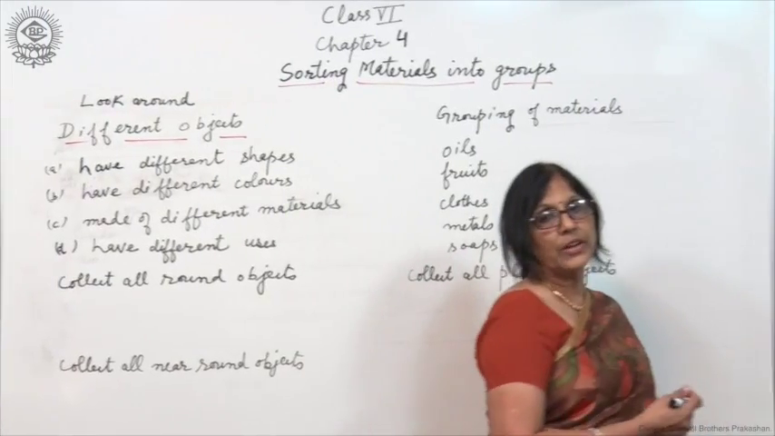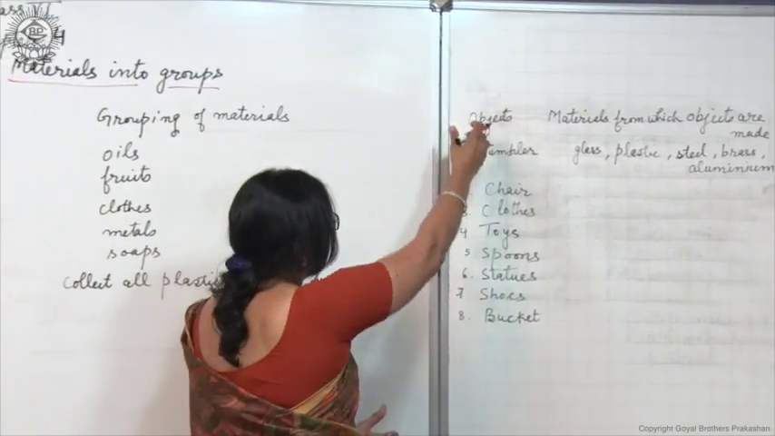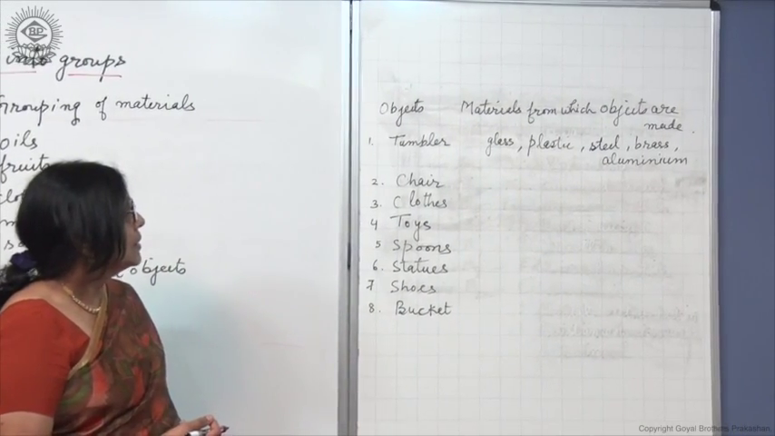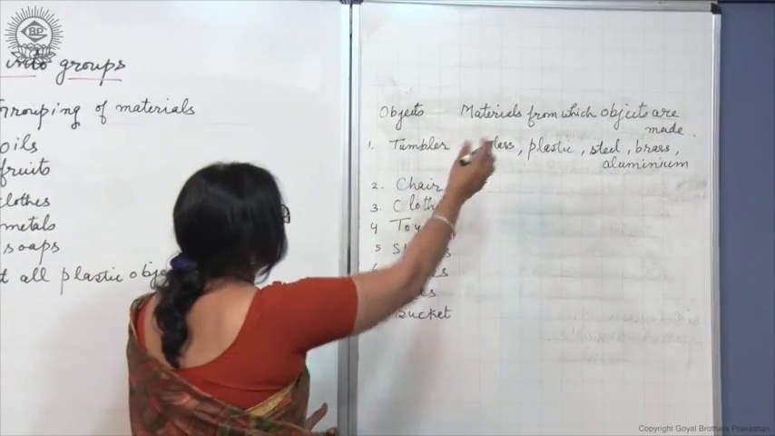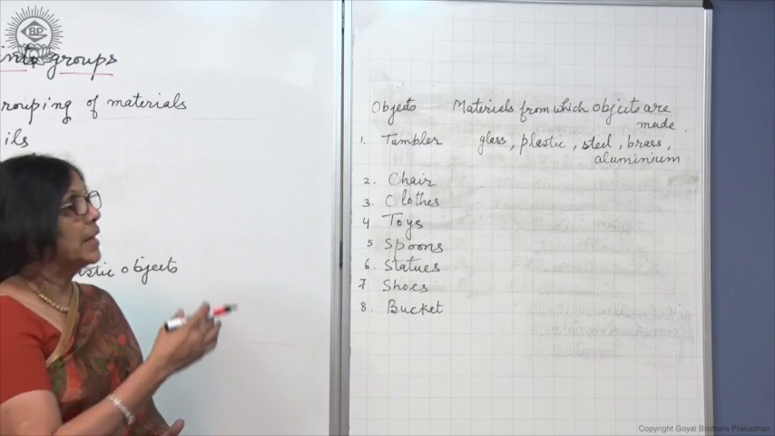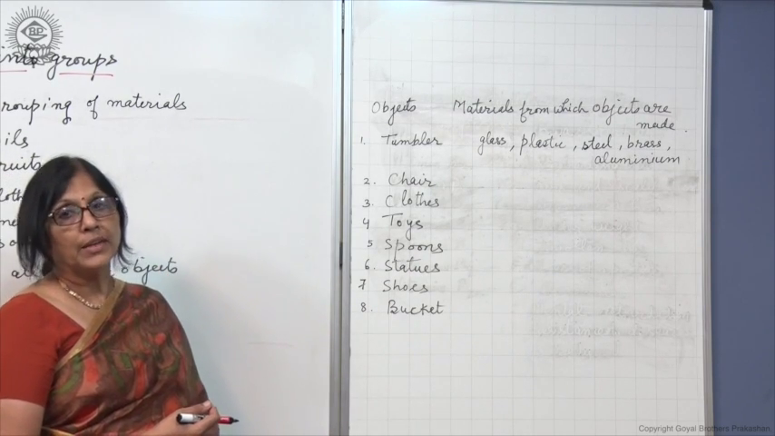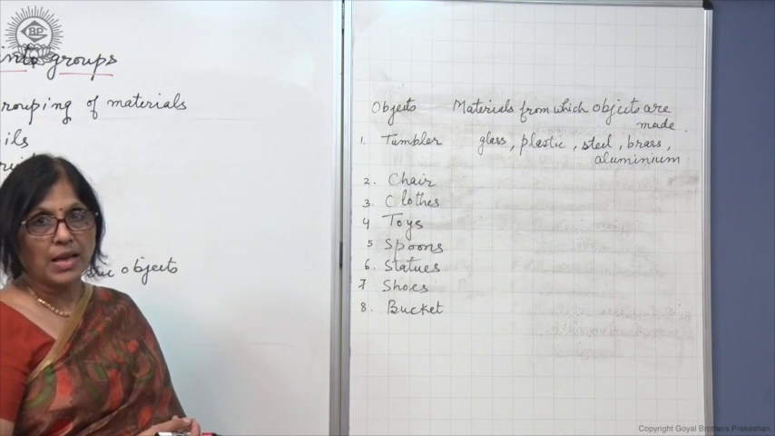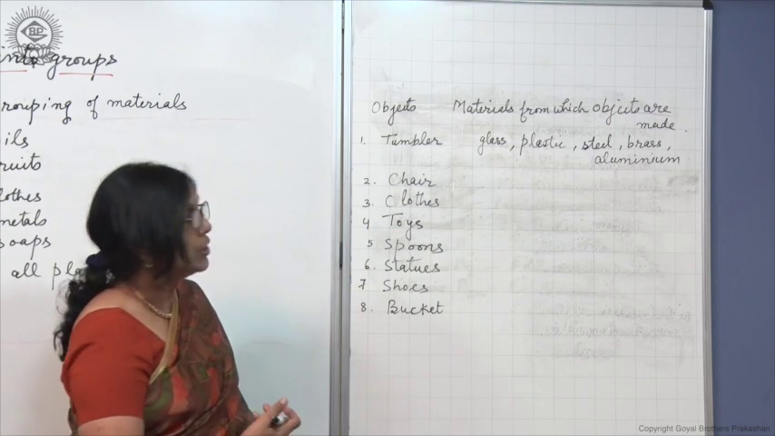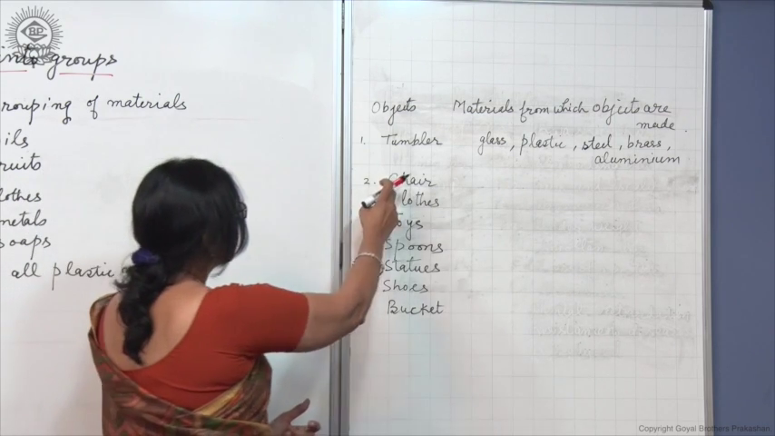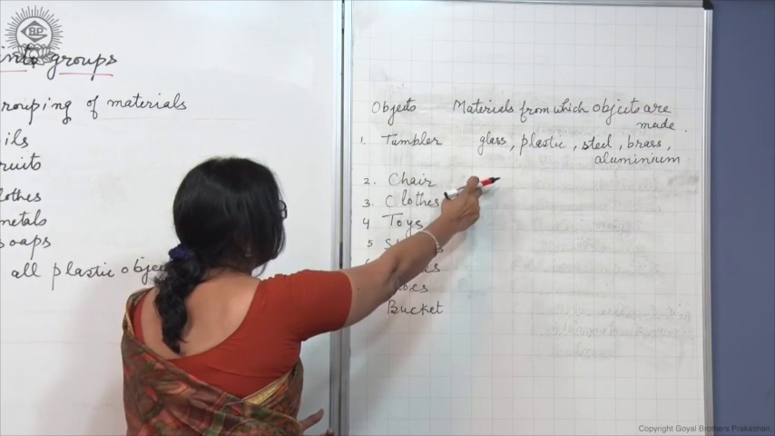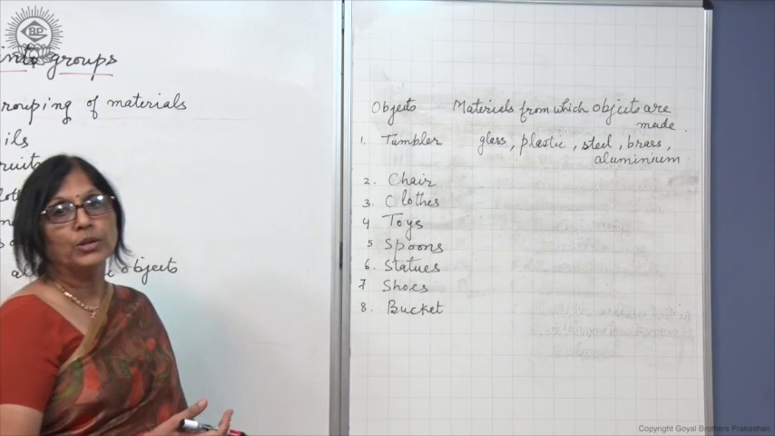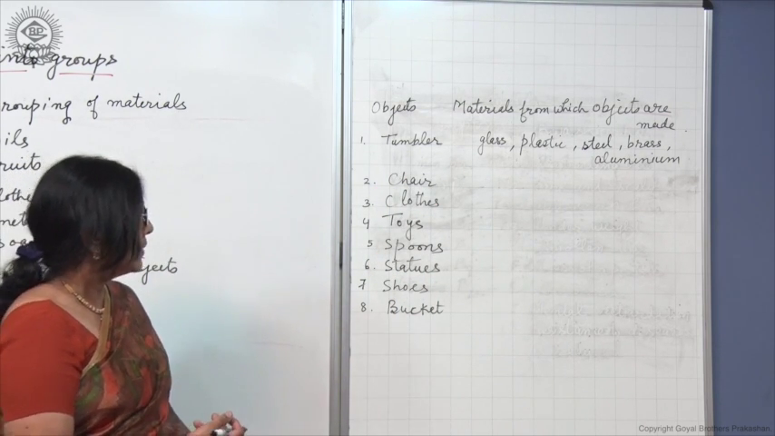Now, let us see this table. In the first column are written certain objects, like tumbler, and now you can write in the second column by which material these objects are made. A tumbler can be made from glass, it can be made from steel, it can be made from plastic, it can be made from brass or aluminum. So, you see different objects here and then write the material from which this object can be made, like chair can be made from wood also, aluminum also, steel also, plastic also and so on.